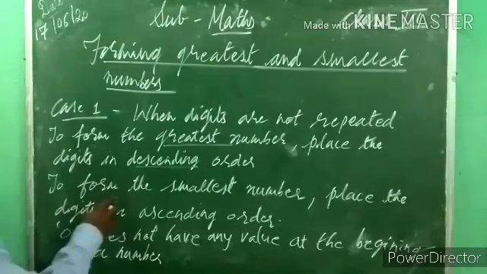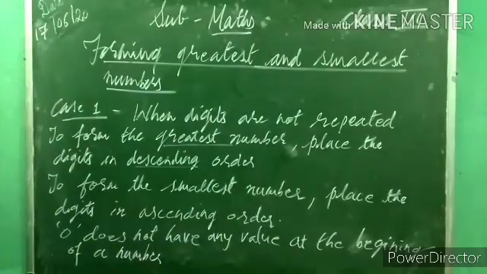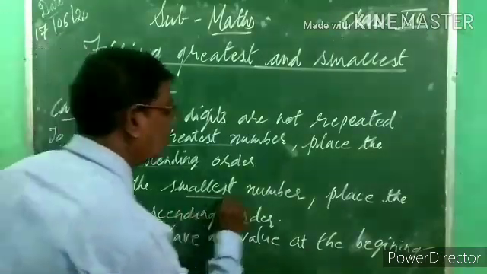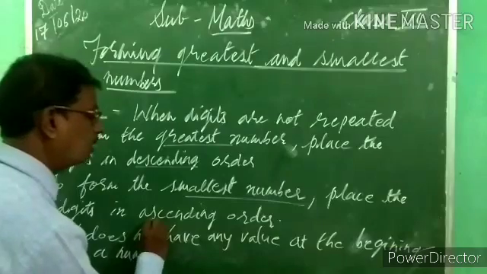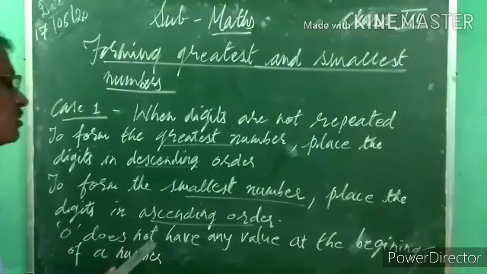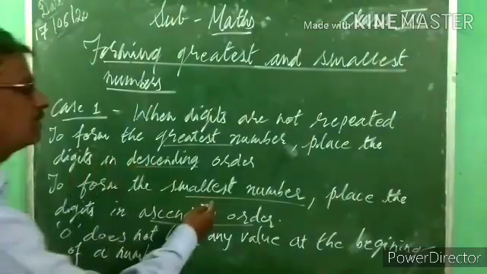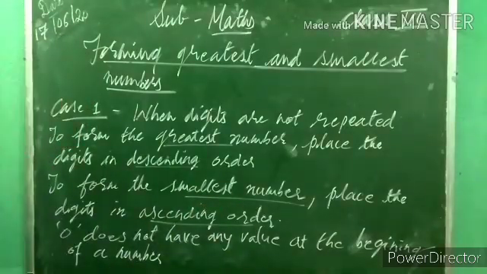Second point, to form the smallest number, just the opposite of that. While writing the smallest number, place the digits in which order? While making the smallest number, we have to arrange the numbers in ascending order. Ascending order means arranging the numbers from the smallest to the greatest. So keep these two points in mind.